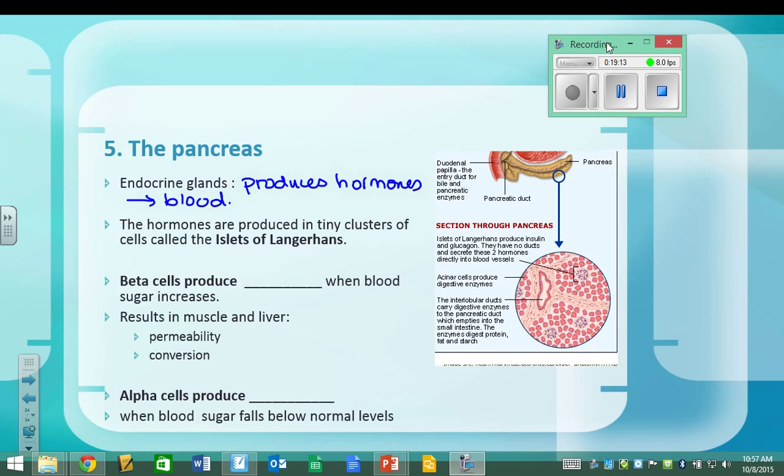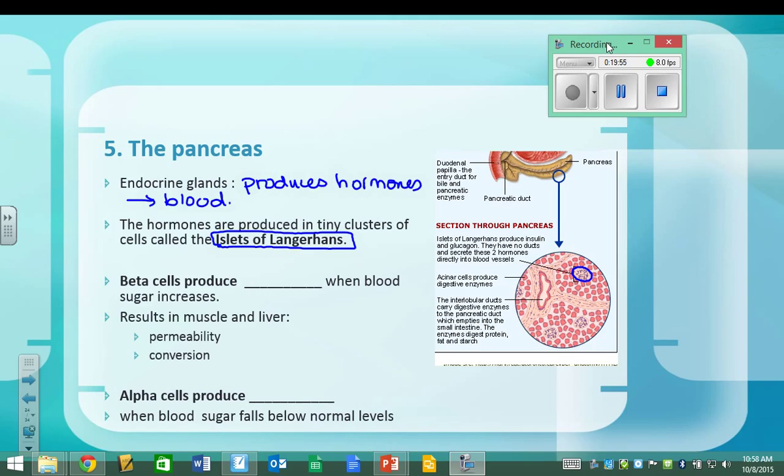If I were to take a section of the pancreas, you'll see it's the same picture from before, we've circled a little piece and we're blowing it up. There are these tiny little clusters of cells that kind of look like an island floating around in a sea of other cells. They're called islets of Langerhans. It's very fancy. That is where the hormones are being produced. So there needs to be blood vessels nearby so that these hormones can get into the blood.